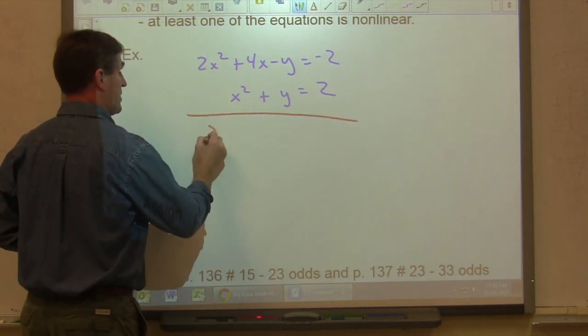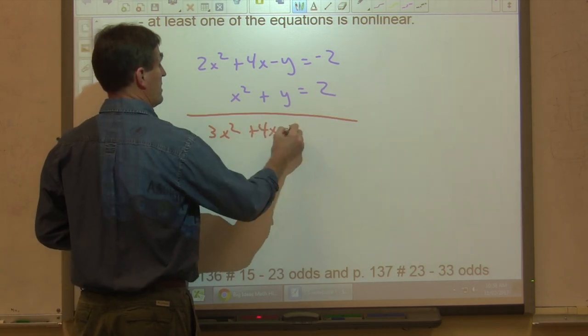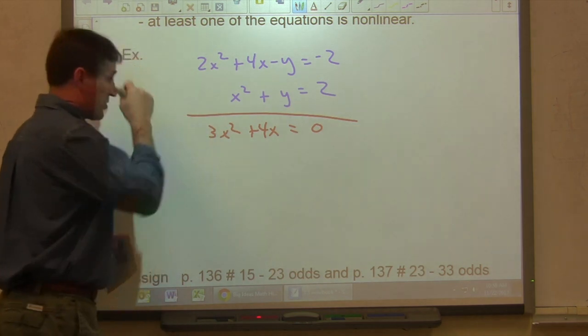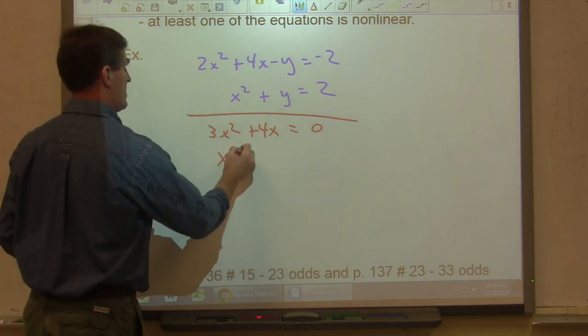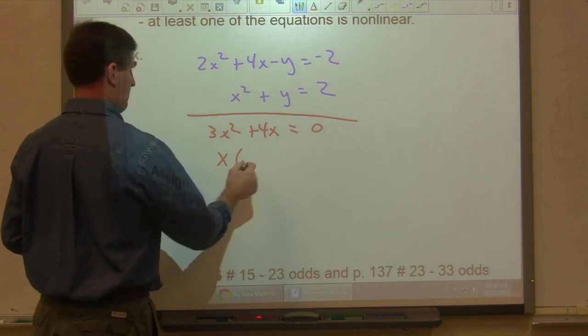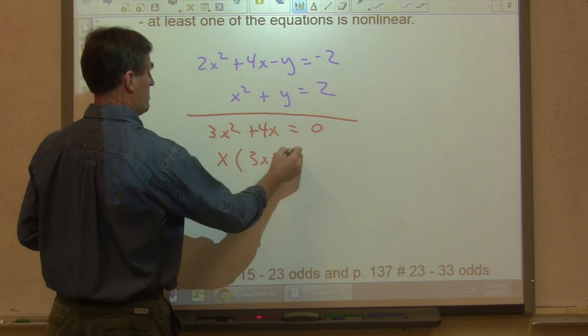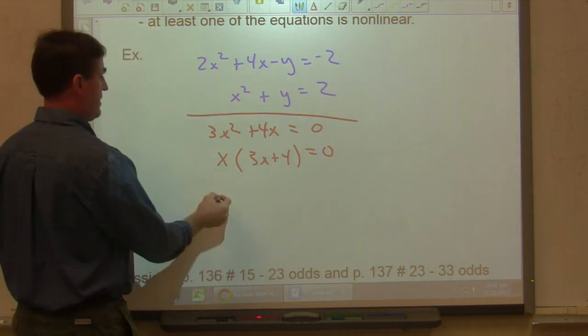2x squared plus x squared is 3x squared, plus 4x equals, the y's cancel and the 2's cancel, so we get 0. So here's one where factoring again works. Pull out the greatest common factor, x, and then we get 3x plus 4. So again, you can set those equal to 0 with a shortcut.